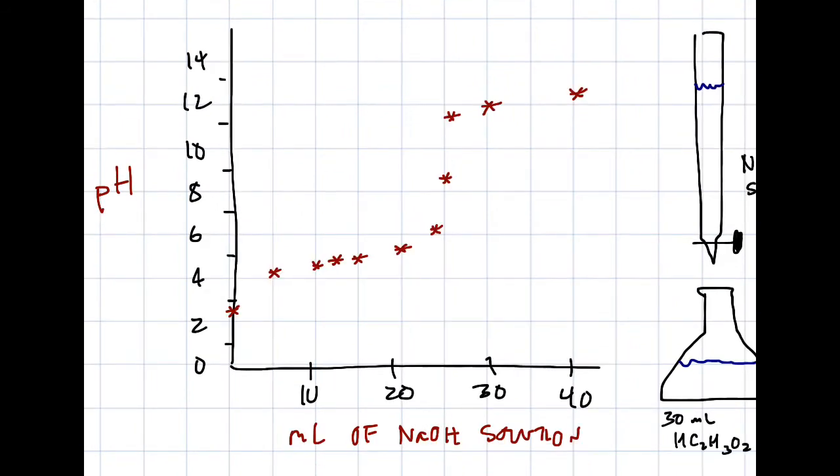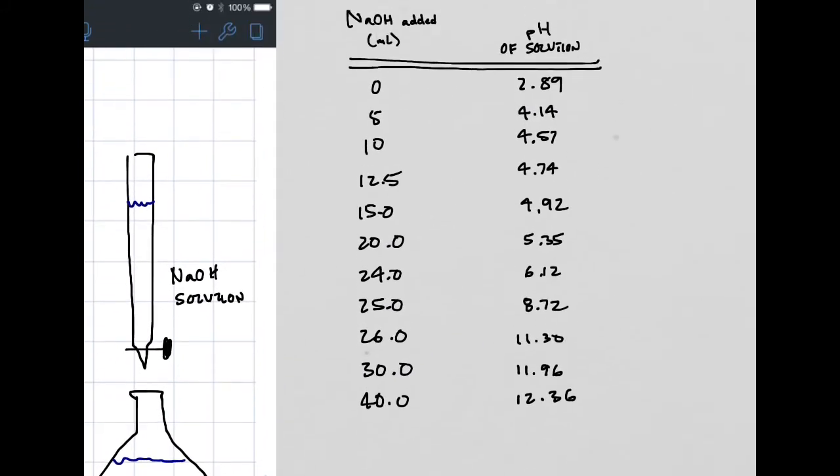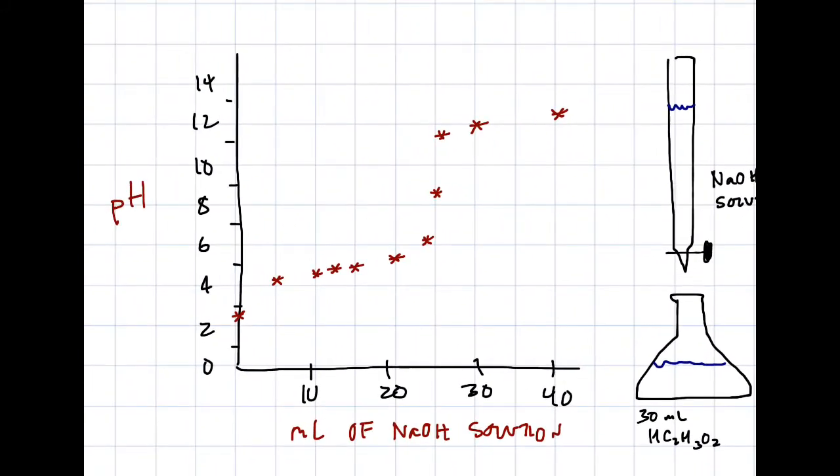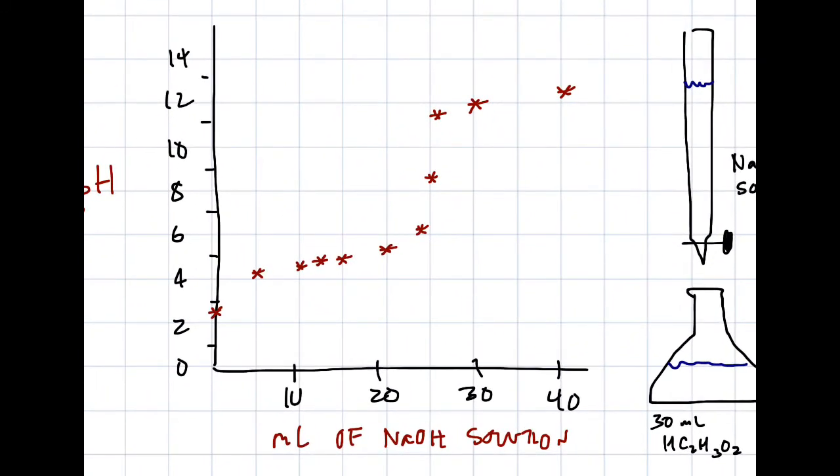Alright, so what I have here with all these little stars, those are all the data that I just plotted from here onto this set of axes. And so now let me go ahead and put my curve into place to connect it with a smooth curve so you can see what it's going to look like.